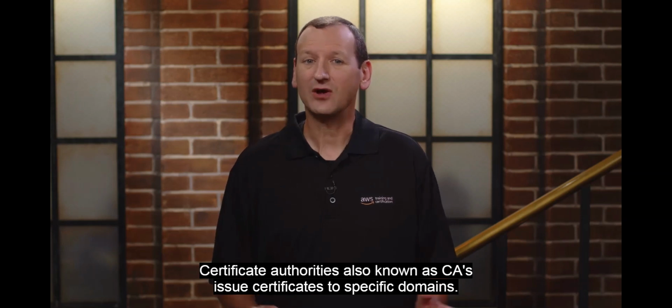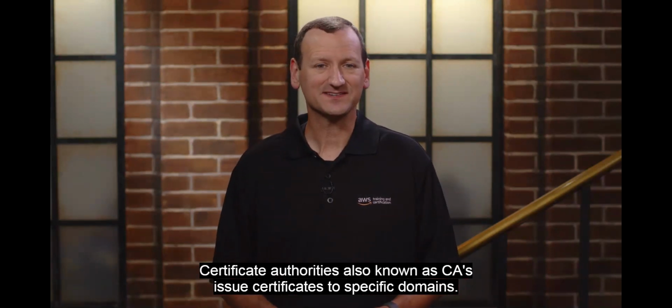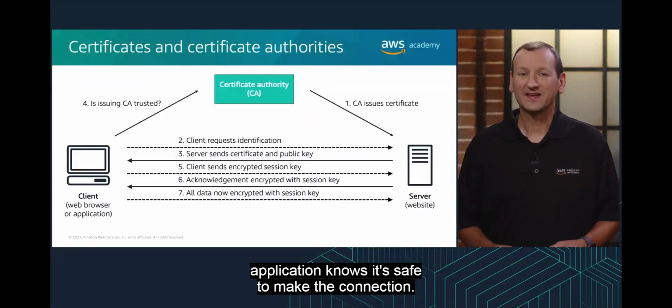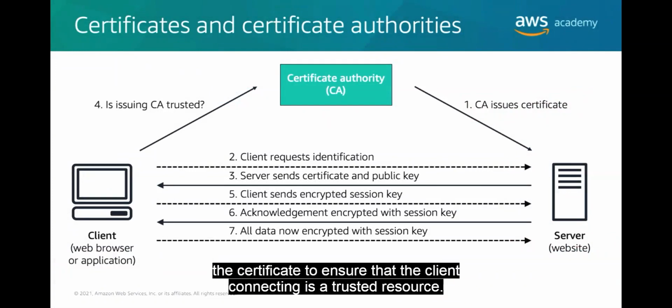Certificate authorities, also known as CAs, issue certificates to specific domains. When a domain presents a certificate that a trusted CA issued, your browser or application knows it's safe to make the connection. The steps listed in the slide show how the TLS and SSL protocols use the certificate to ensure that the client connecting is a trusted resource.